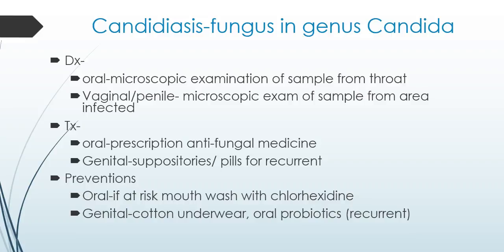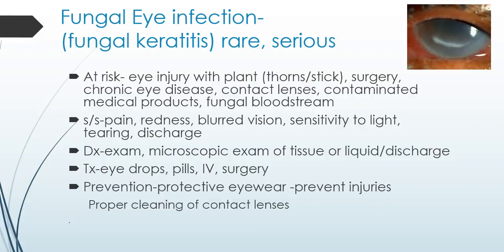Preventions for oral: if you are at risk, you should be using mouthwash of a certain type. For example, people who are on chemotherapy are almost always given this mouthwash to help prevent thrush from developing. And for genital yeast infections, wearing cotton underwear and taking oral probiotics like yogurt every day will help prevent recurrent infections.